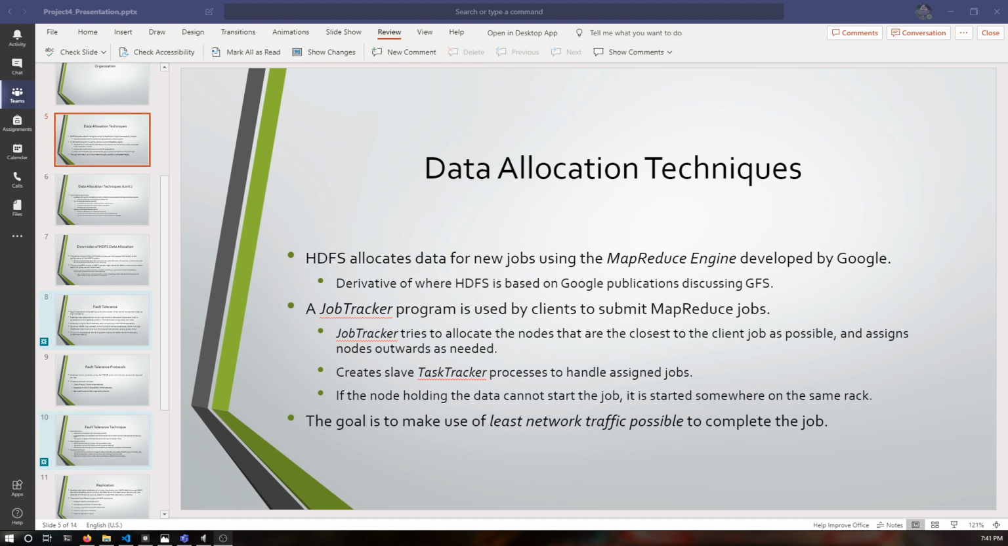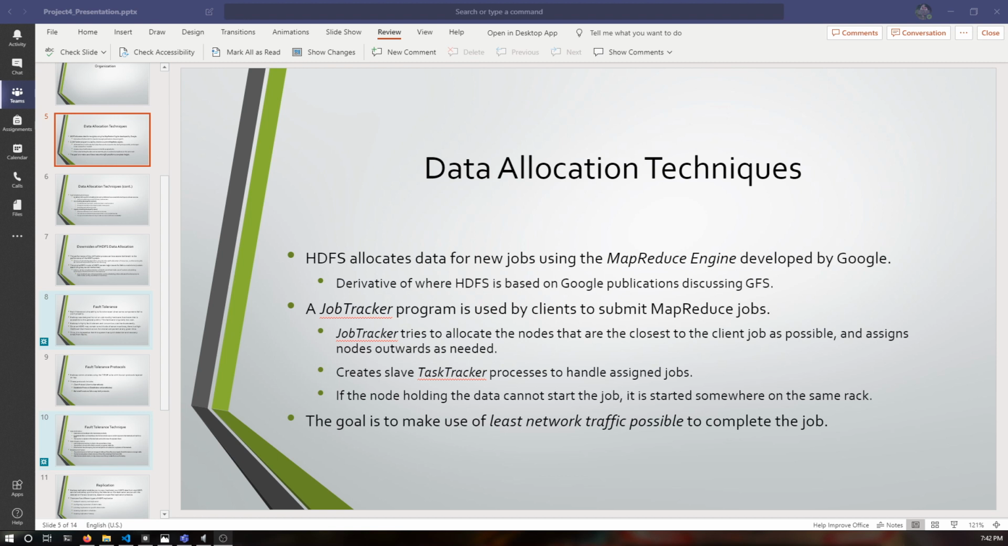In specific, a job tracker program, as discussed by Google in their papers, is used by clients to submit MapReduce jobs. The job tracker program tries to find the nodes necessary to meet the resource needs of the specific job being submitted, and at first tries to assign the job to the specific node where the client resides. Should the node where the client resides not be available, it attempts to start the job somewhere on the same server rack as the client.